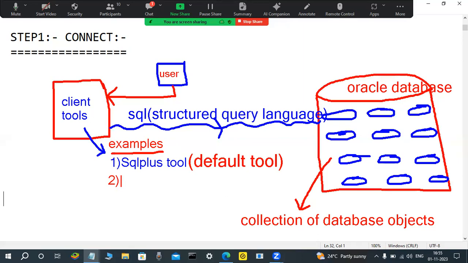Those are GUI tools. What tools are available? Maybe Toad. Toad is available for SQL Server and also for Oracle. I will show you practically. Next, SQL Developer is a tool. Again, another tool is PL/SQL Developer, not the Java one. PL/SQL Developer is a GUI tool name.